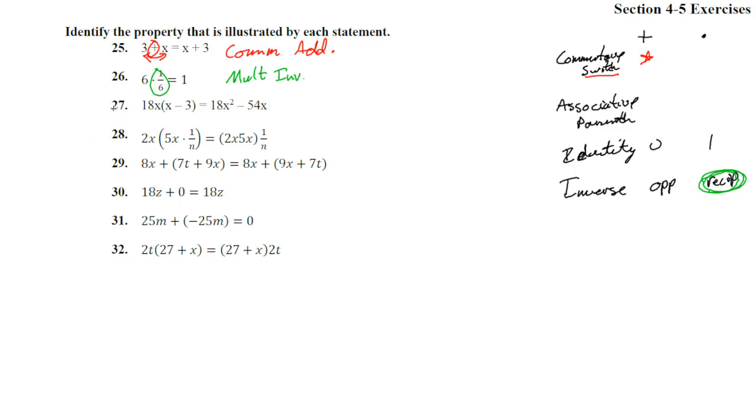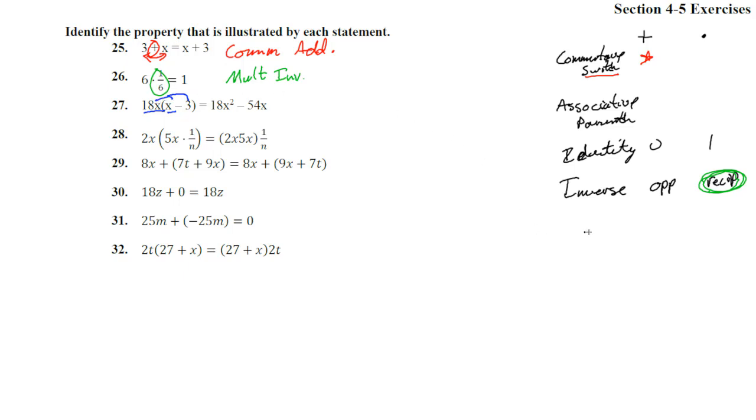All right, number 27, 18x, and you have x minus 3. Oh, what happened in this one? Looks like they distribute this. 18x times the x became 18x times x, which is x to the second power, and then it jumped in there, and 18 times 3 is 54.